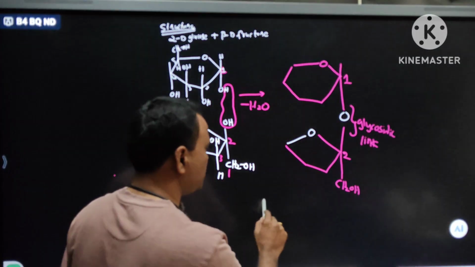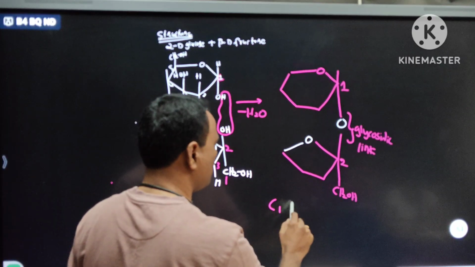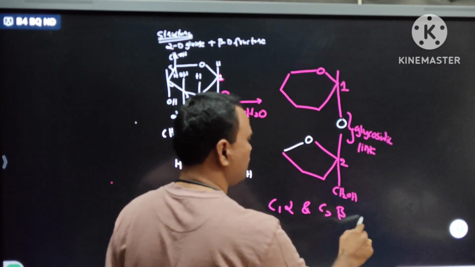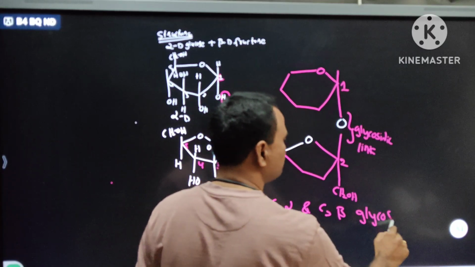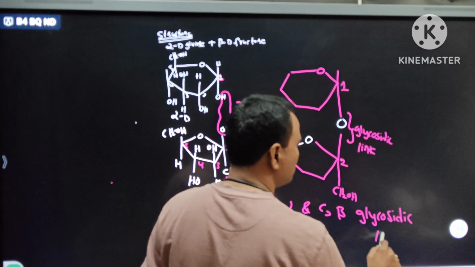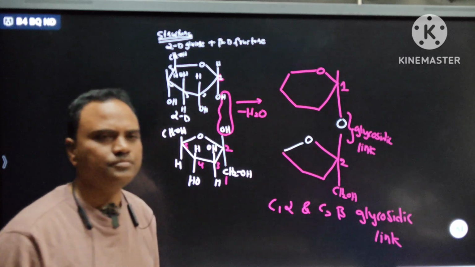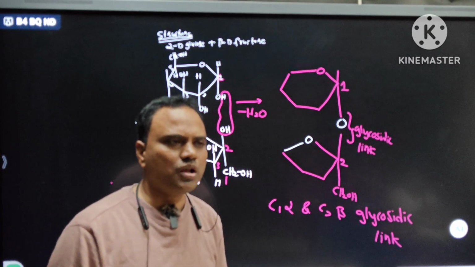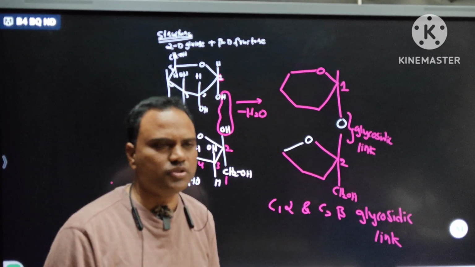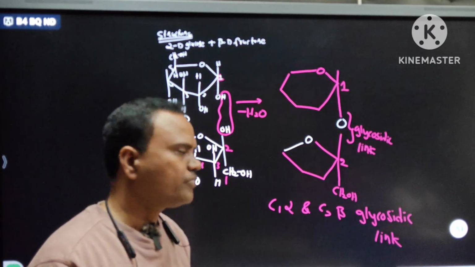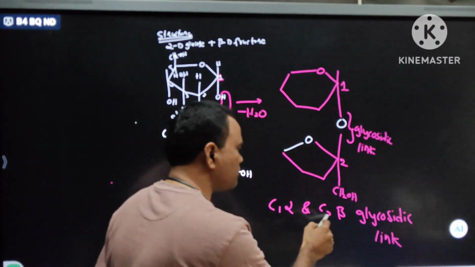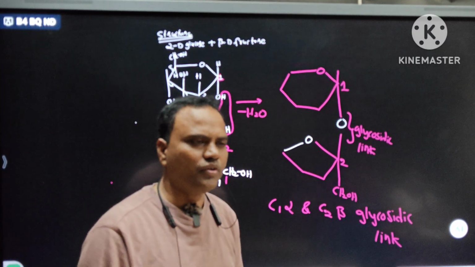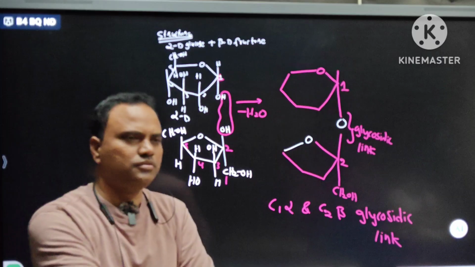Alpha C1 and beta C2, glycosidic link. This link will come. In glucose, which carbon is linking? The first carbon. In fructose, which carbon is linking? The second carbon. C1 alpha, C2 beta glycosidic link. Alpha beta glycosidic link.